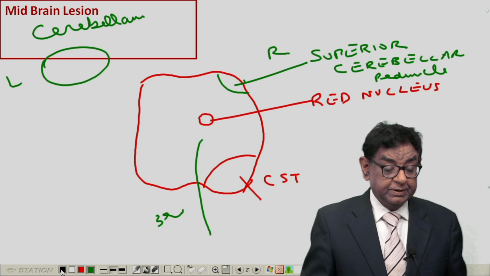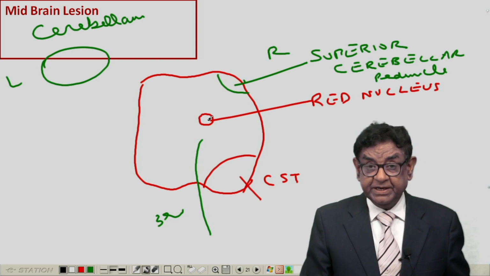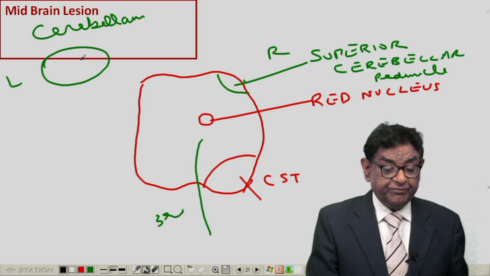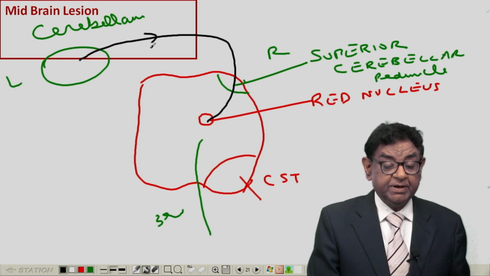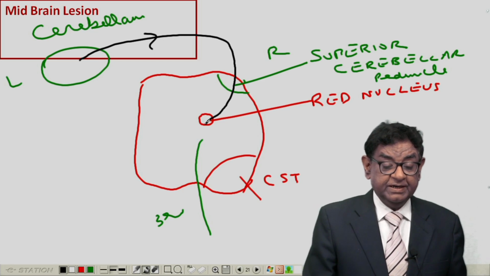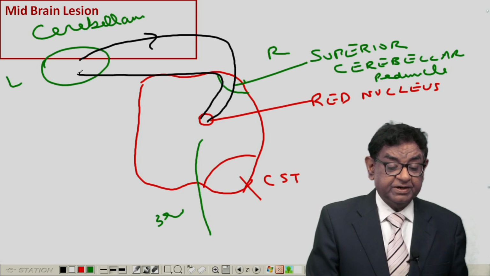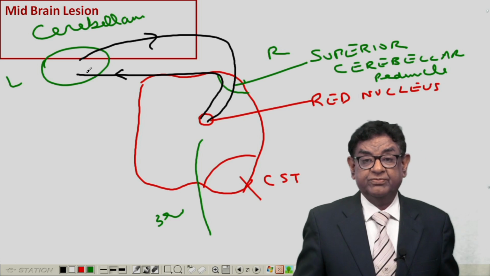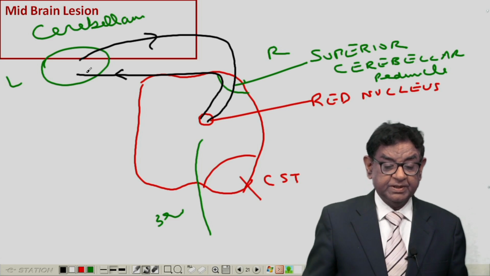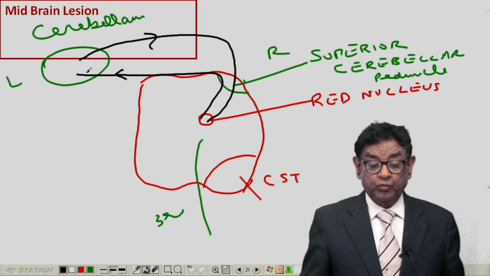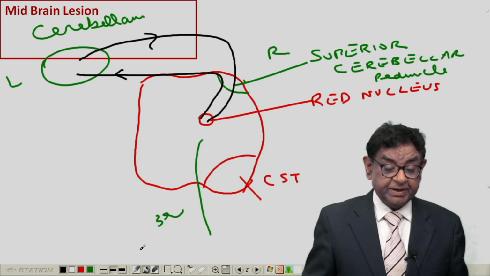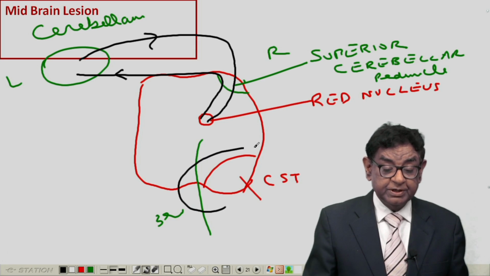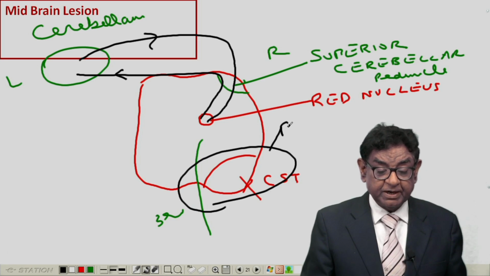Well, now this right-sided red nucleus gets afferents from the cerebellum of the left side, and it gives rise to efferents to the cerebellum of the left side. Okay. Well, this is the basic anatomy. So now this part of the brain is supplied by a branch of the posterior cerebral artery.